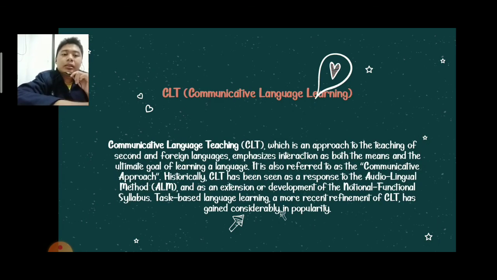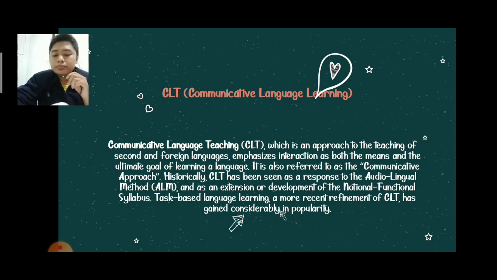Next, CLT, communicative language teaching. Communicative language teaching is an approach to the teaching of second and foreign language. Jadi second dan foreign itu bahasa asing. It emphasizes interaction as both the means and the ultimate goal of learning a language. Jadi CLT itu sebenarnya communication dari second language dan foreign language bisa disatukan.